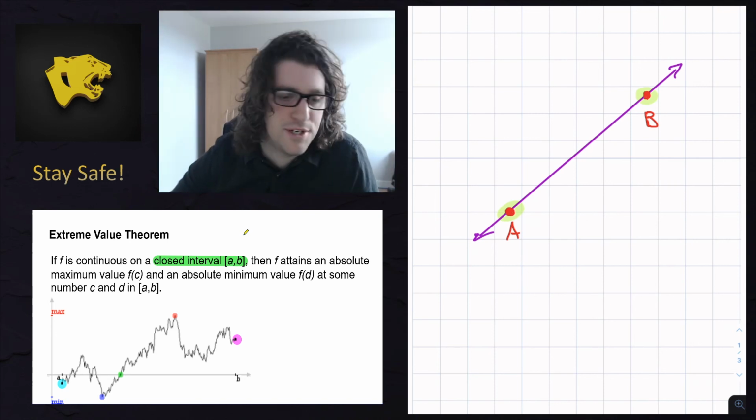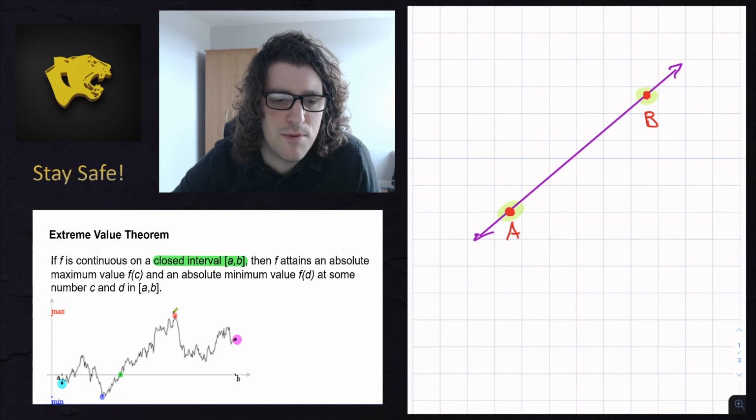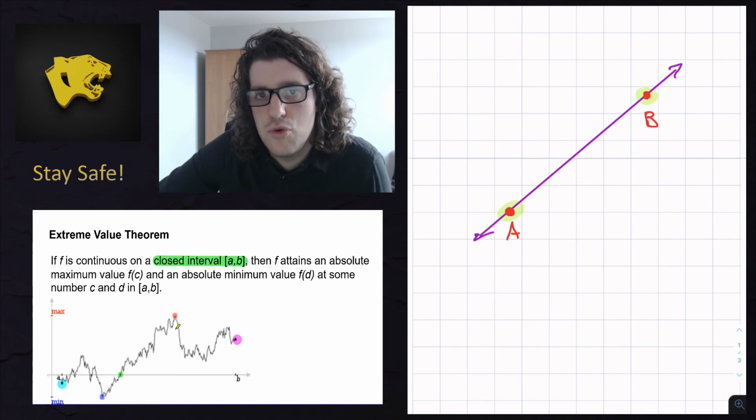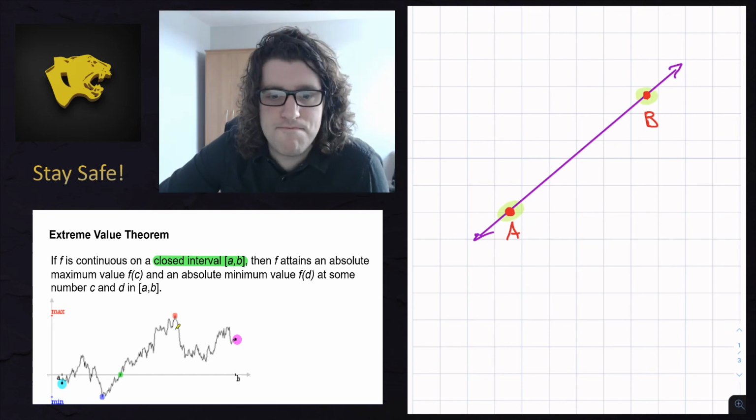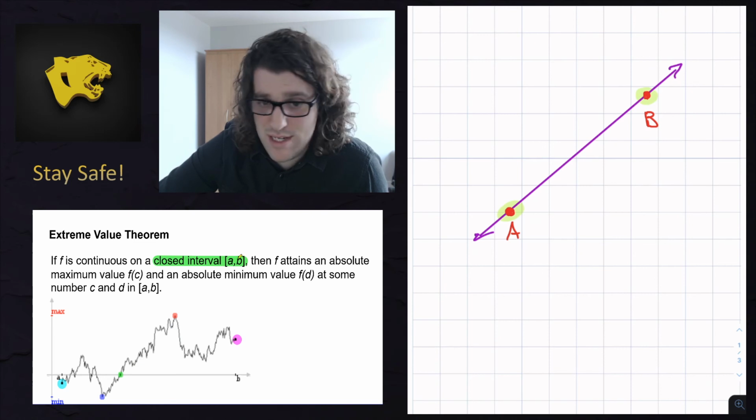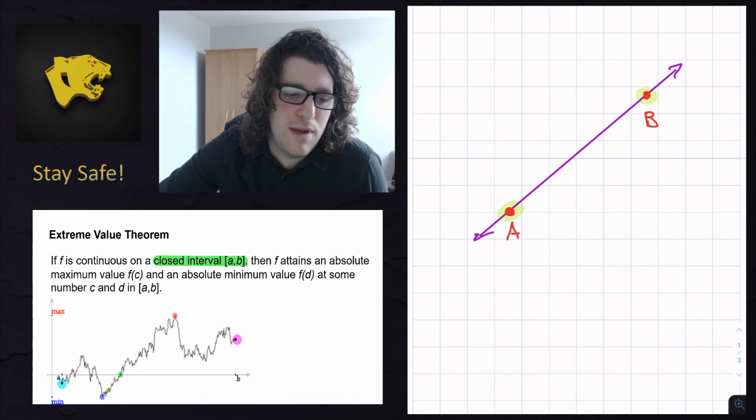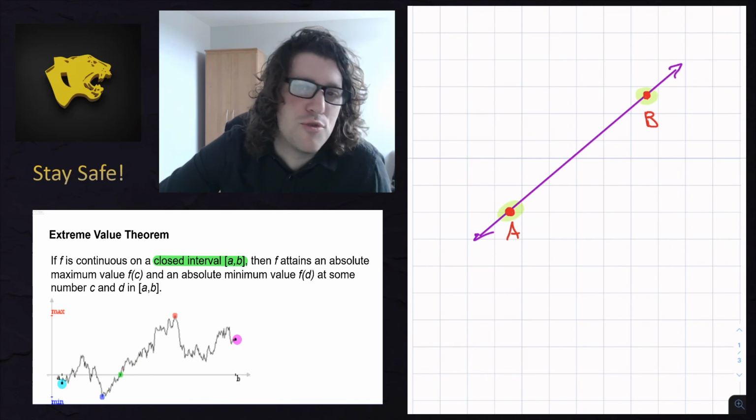In the funny little picture I have here, there's an absolute minimum right here, and there's an absolute maximum right there. And again, you cannot draw a function that is continuous, so without lifting your pencil or pen, that is between two endpoints, that does not have an absolute maximum and an absolute minimum. So that's what the extreme value theorem says.